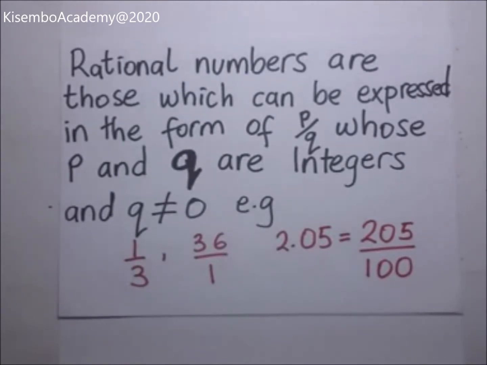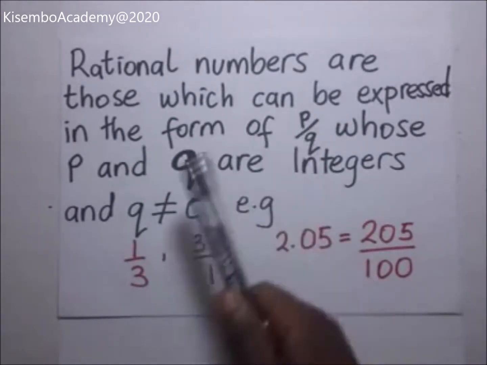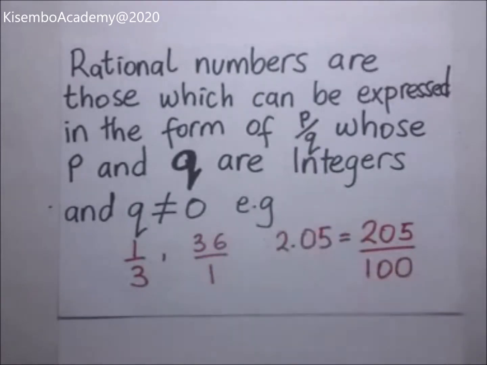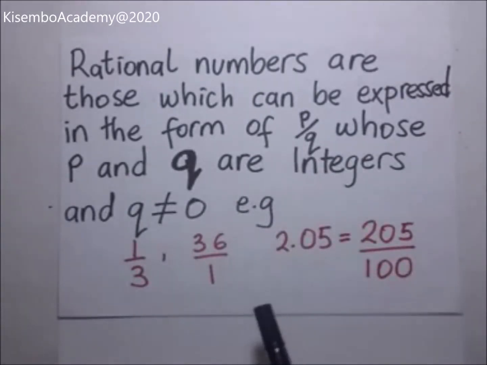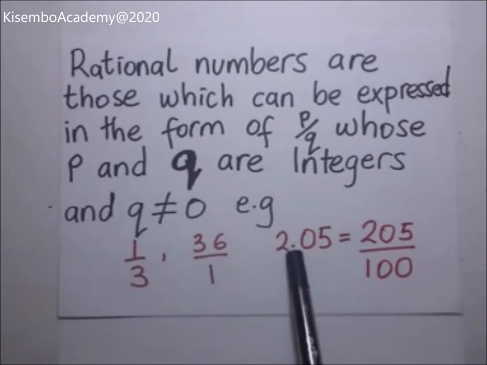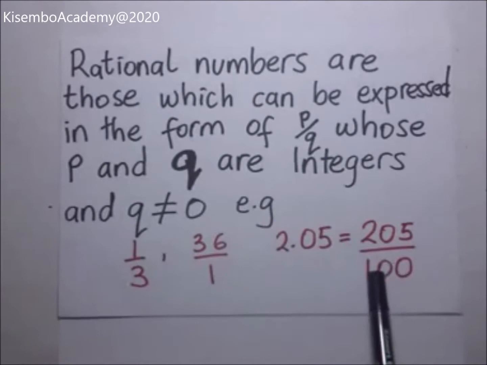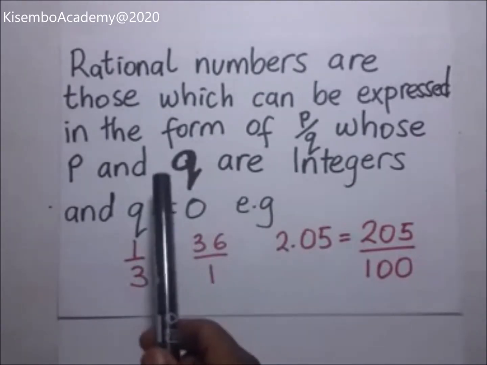Now, before looking into surds, we need to understand the difference between rational and irrational numbers. To begin with, rational numbers are those which can be expressed in the form of P over Q, where P and Q are integers, as long as none of them is 0. Examples here are 1 over 3, 36 over 1, 2.05 which is equal to 205 over 100, and so on. Now these are rational numbers.